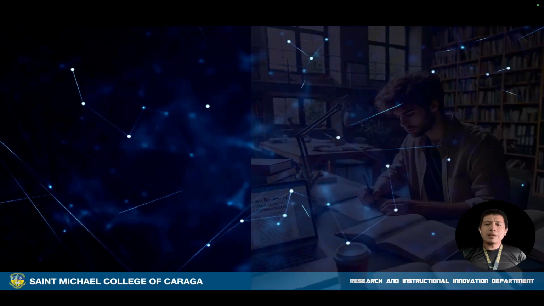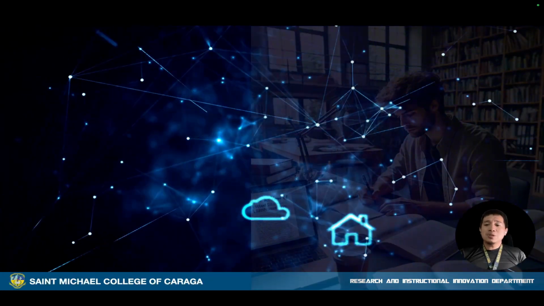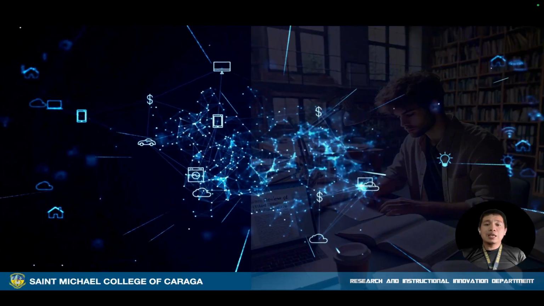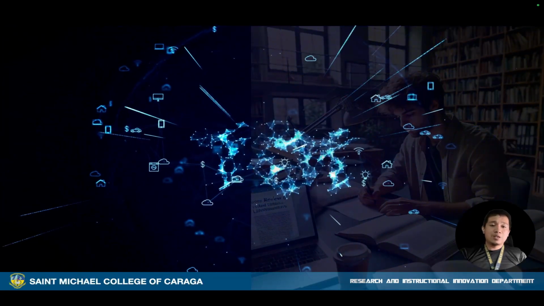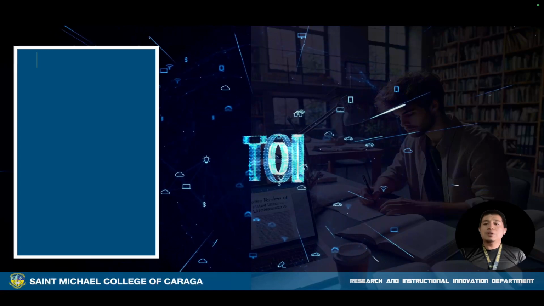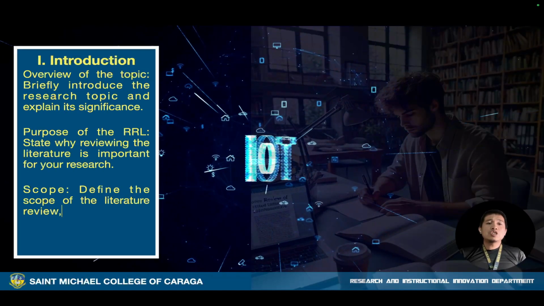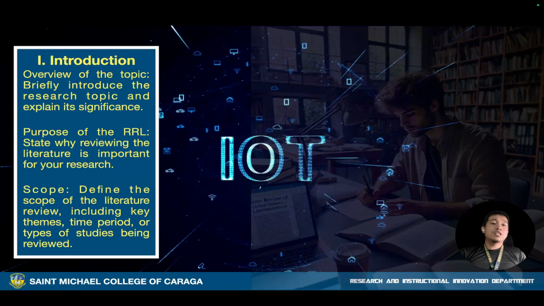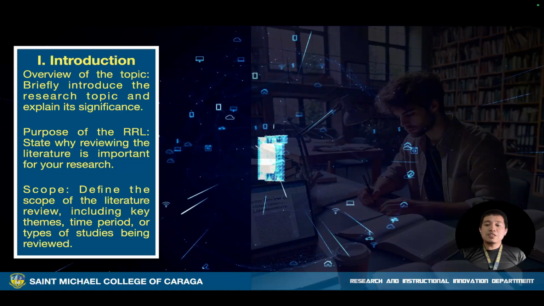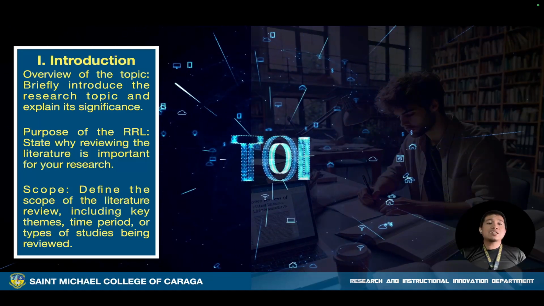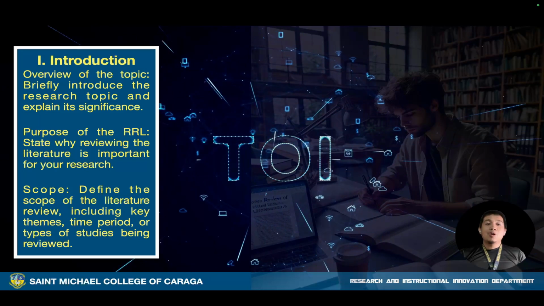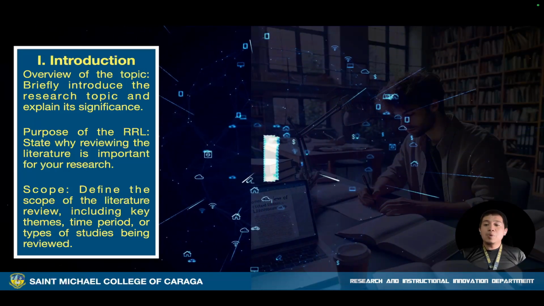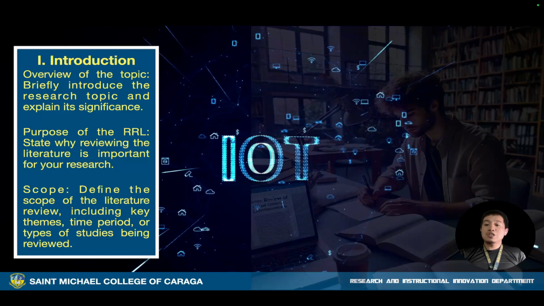So, how do we look at the structure of a research paper, particularly the review of related literature? One thing we need to understand is that there should be an introduction, an overview of the topic. In some cases, the first paragraph would talk about the reason why they are reviewing the literature and why it is important to the research.